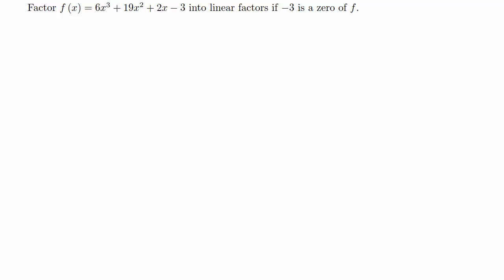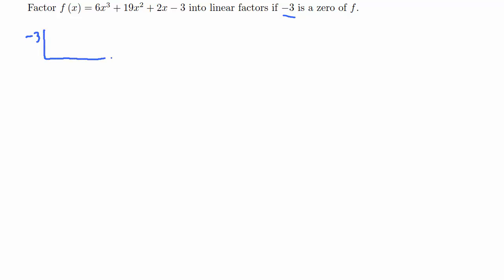Hello. In this example, we're going to factor f of x equals 6x cubed plus 19x squared plus 2x minus 3 into linear factors given that negative 3 is a zero of f. Now, the first thing we want to do is go ahead and prove that negative 3 is a zero of f. To do that, we're going to use synthetic division.